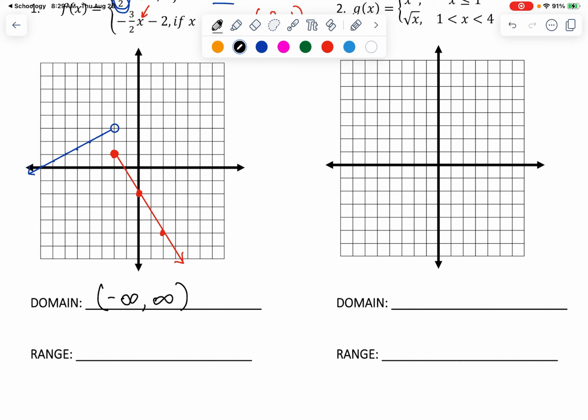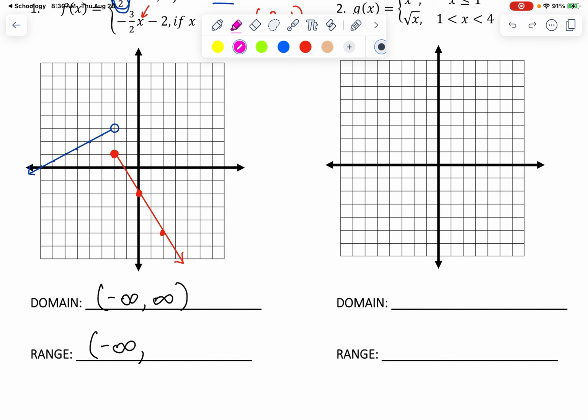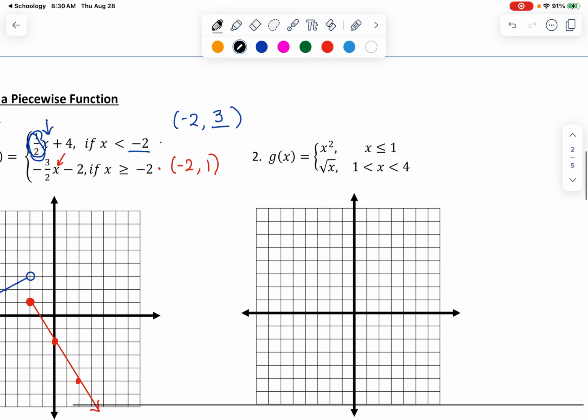My range, there's an arrow pointing downward that goes forever and ever, negative infinity. And then if I look up this way, there's y values here, there's y values here, there's y values here, and then all of a sudden my y values stop there. There's nothing above that. So my y values stop at that y value of 3. And there is a value there, so I'm going to use a bracket on it. Yeah? All right, let's go ahead and try this next piecewise function.